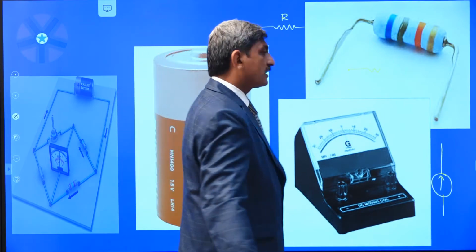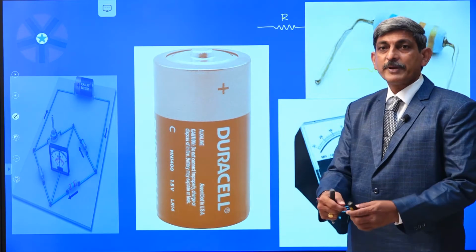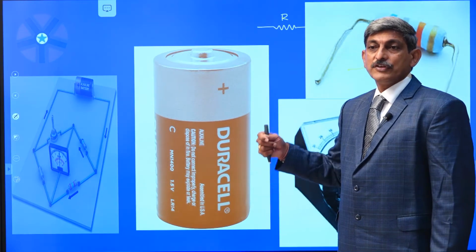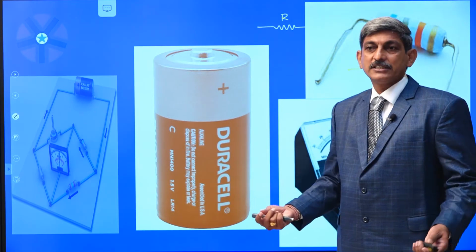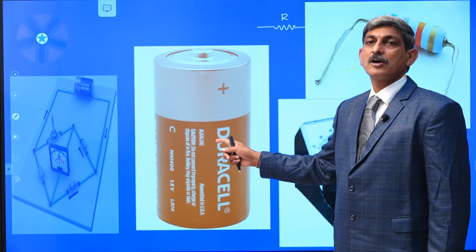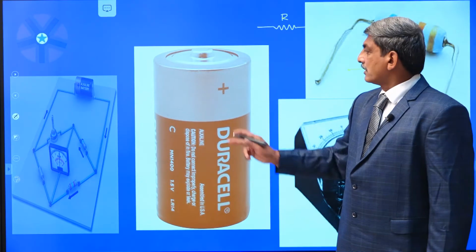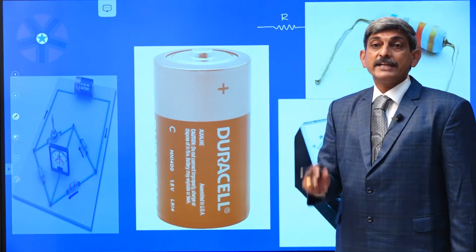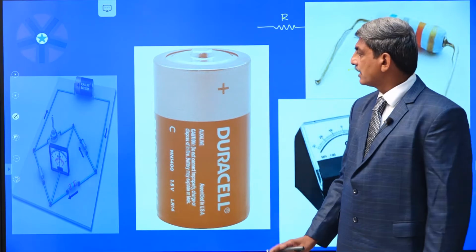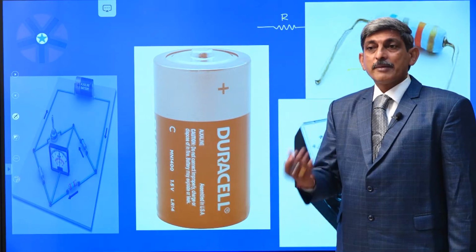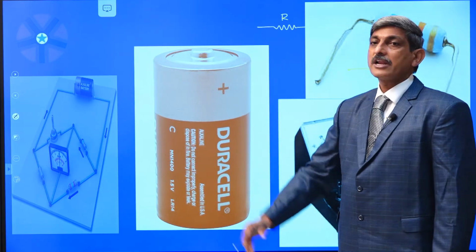Now, the last one is the battery. Have you seen? If you open your remote, your wall clock, or your torch light, everywhere you can see this common device which is called the cell or battery. The purpose of the battery or the cell is to maintain a constant potential difference between the two ends. Generally, in the laboratory, we use electrical batteries instead of these dry batteries.